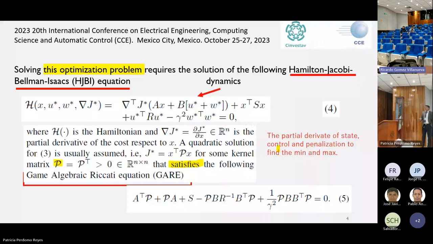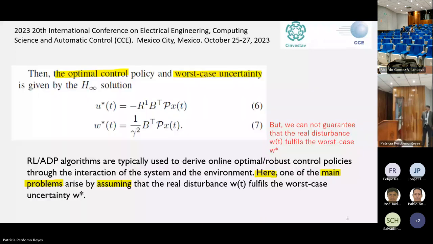Then H is the Hamiltonian, and the gradient is the partial derivative of the cost function with respect to the state of the system. Then the partial derivatives with respect to the state, control and penalization give the min and max of this equation. This equation also has an algebraic form that gives the solution. When we solve it, we have two solutions: the control input and the worst-case perturbation, the uncertainty. That means that with this formulation or control law, we can find the worst-case uncertainty and stabilize the system.